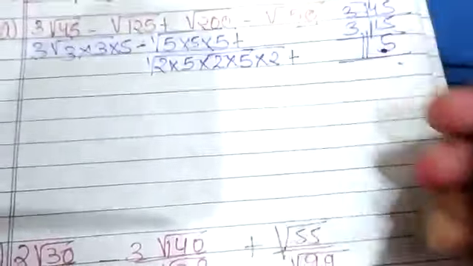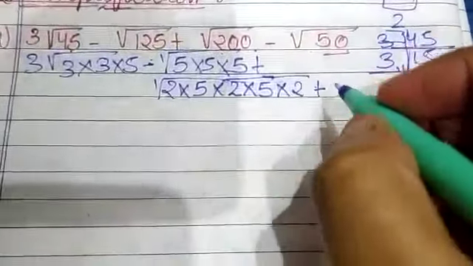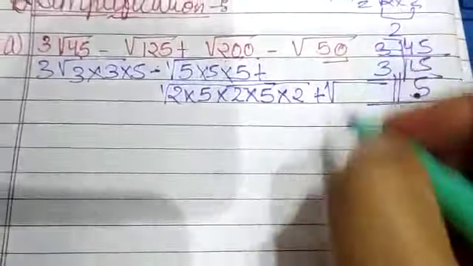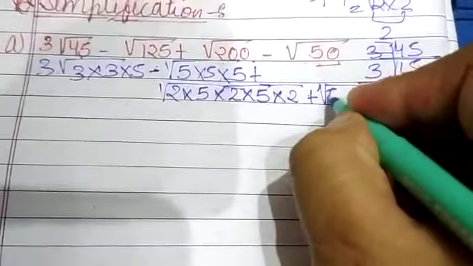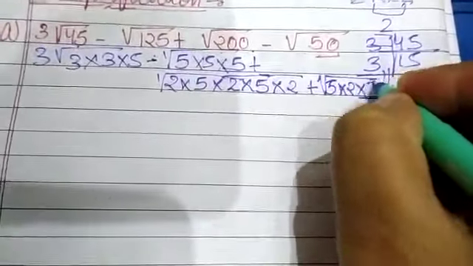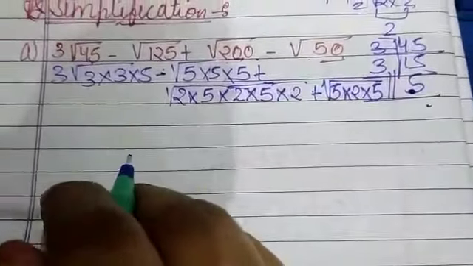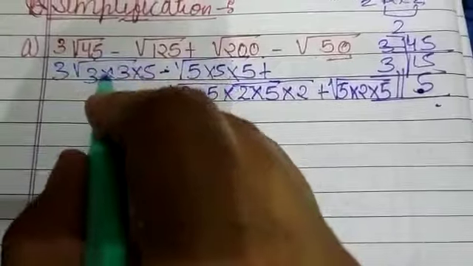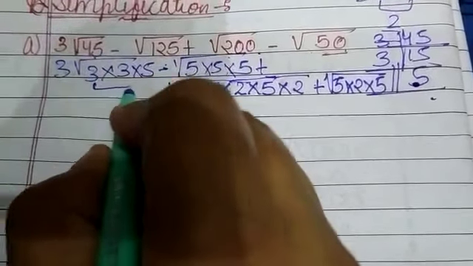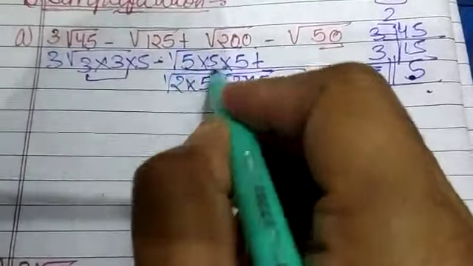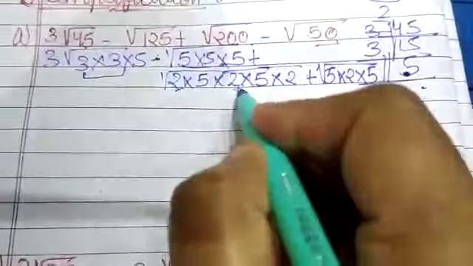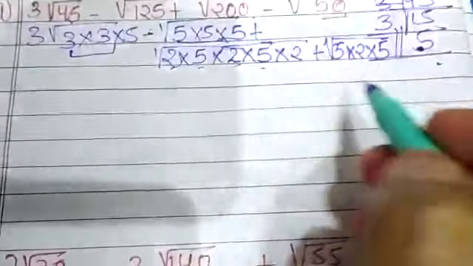Now 50. Let's write the prime factors for 50. 5 10s are 50. So 5 2s are 10 and 10 5s are 50. I have written all the prime factors. As it is a power of surd of order 2, we can take out one number from here outside. This is 2 here, and one 2 can be taken out and one 5 can be taken out. Same here, only 5 can be taken out.